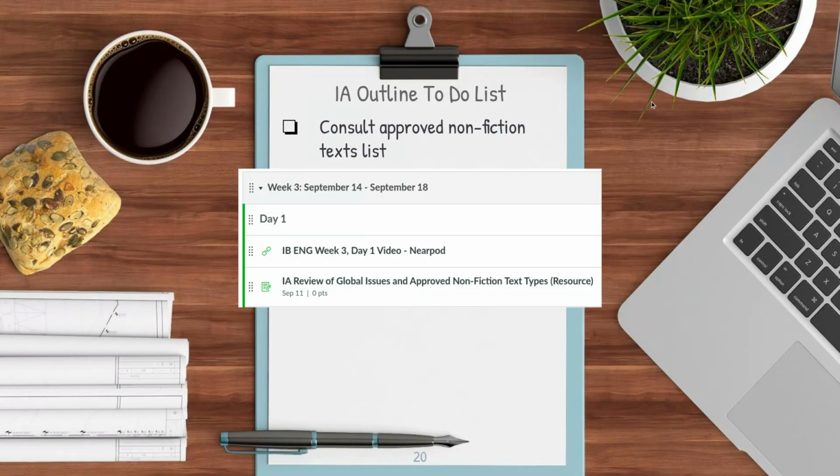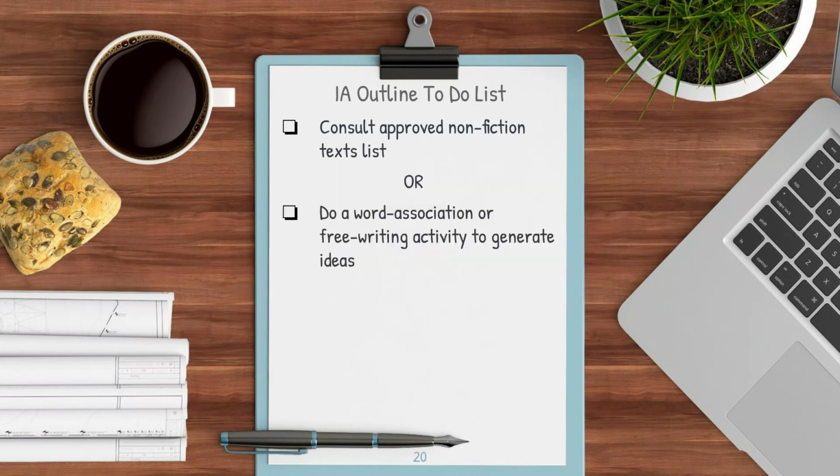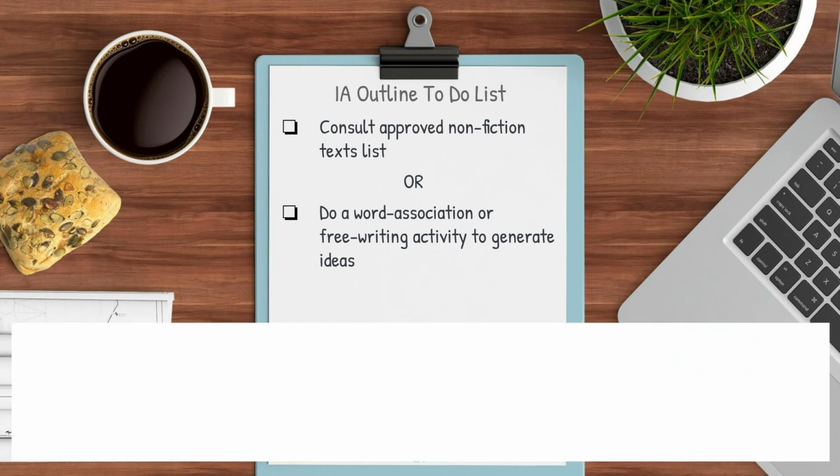And so the next thing that you need to do after you've narrowed your focus, I would suggest, is to consult that approved nonfiction text list, which you have in week 3, day 1, right? That's the resource here that you see. Or alternately, you could do a word association or a free writing activity to help you generate ideas for where you're going to find that nonfiction text to couple with the excerpt from The Things They Carried. That free writing activity might look something like what I'm about to do with you now, or you could use any other free writing activity you may have done in another class to help you generate ideas.